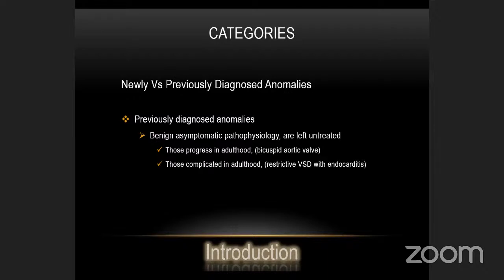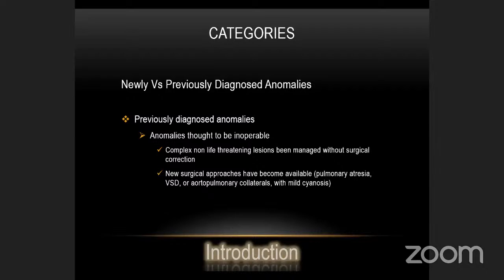For previously diagnosed anomalies, it's either benign asymptomatic pathophysiology that was left untreated, as those progress in adulthood, for example, bicuspid aortic valve, or those complicated in adulthood, for example, restrictive VSD complicated with endocarditis. Other previously diagnosed anomalies are anomalies thought to be inoperable, such as complex non-life-threatening lesions being managed without surgical correction, or where a new surgical approach has become available, for example, pulmonary atresia with VSD or aortopulmonary collaterals with mild cyanosis. So these patients can be candidates for unifocalization or intracardiac repair as an adult.